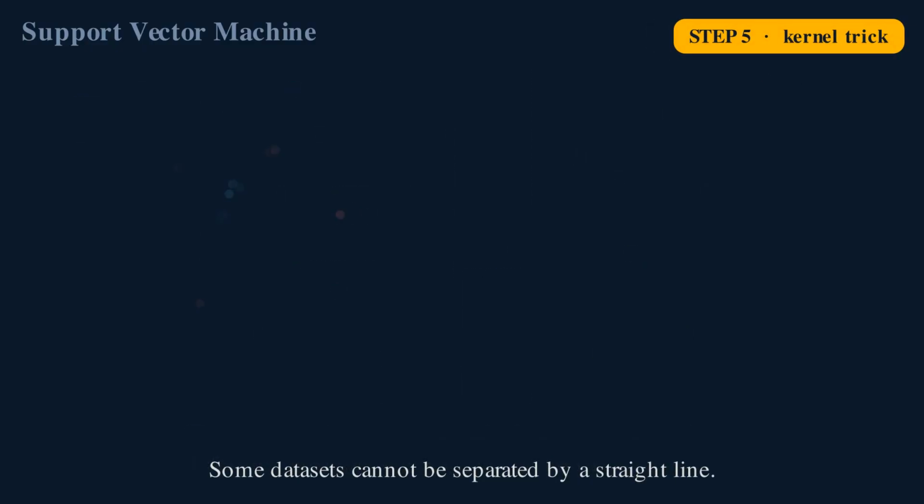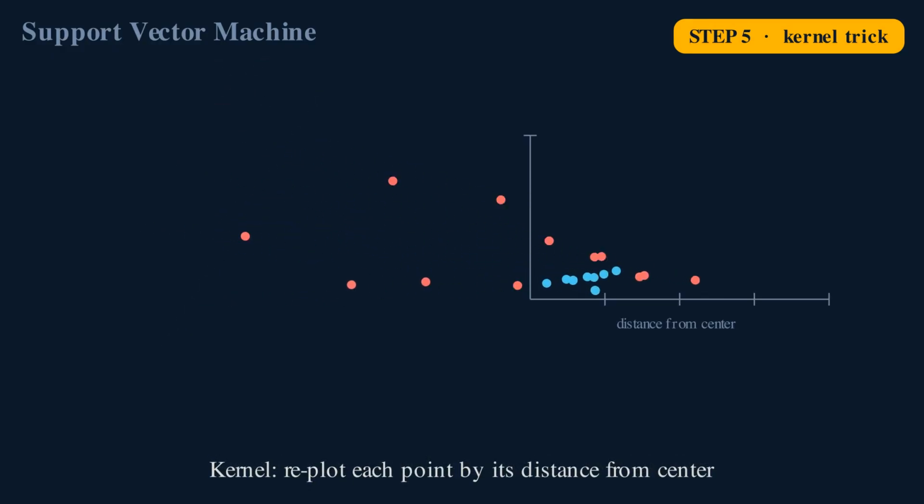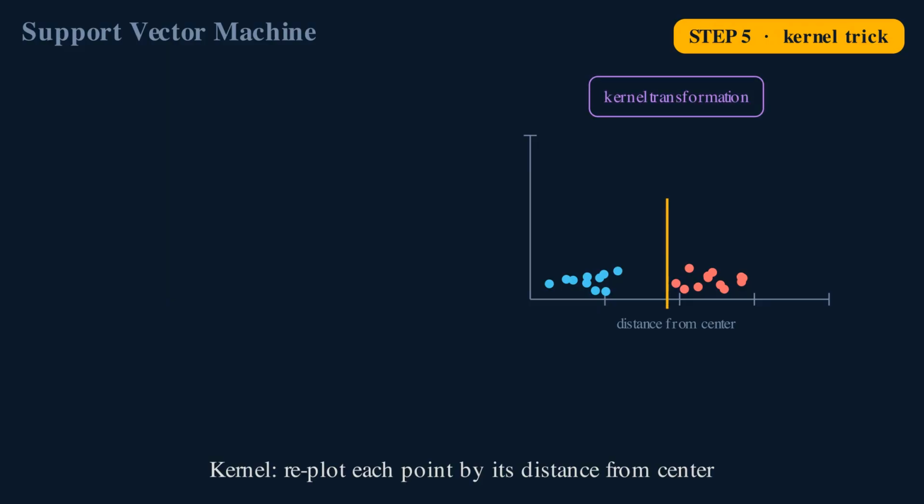Some datasets cannot be separated by a straight line. SVM overcomes this challenge using kernels, which transform the data into a higher dimensional space where a simple separating boundary becomes possible.